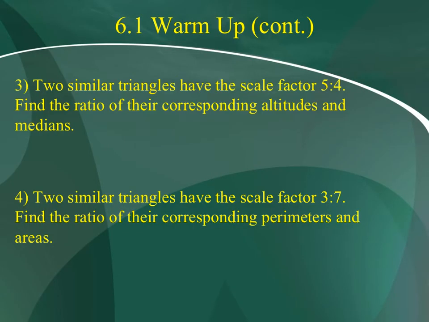Okay, number 3 says two similar triangles have a scale factor of 5 to 4. Find the ratio of their corresponding altitudes and medians. It's just like the ratio of a side length. These should be the same, which means that both the ratio of the altitudes and the medians would be what? 5 to 4. Good.